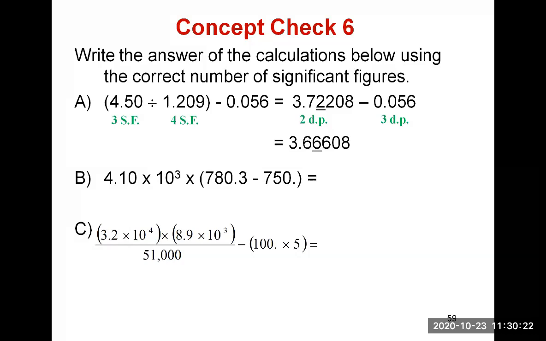So that means we keep 0.66. What comes after is a 6. So you need to round up. So the second 6 will become a 7. And so you write this as 3.67.